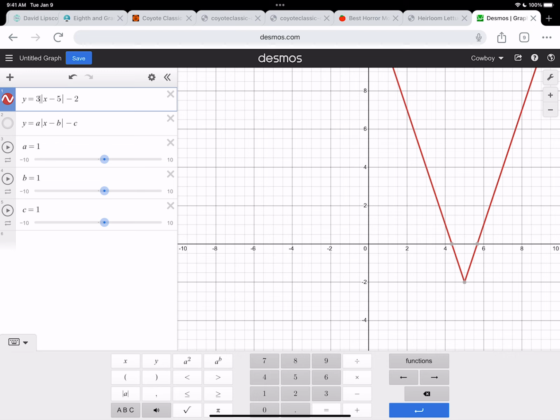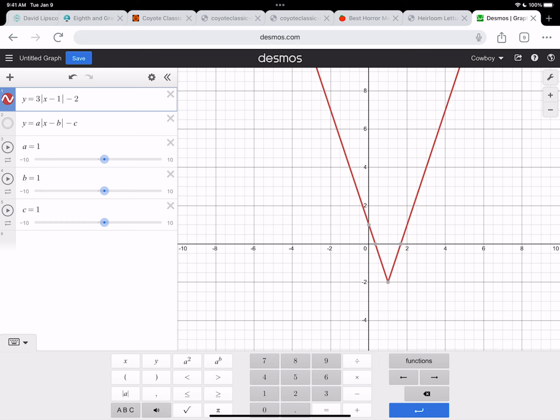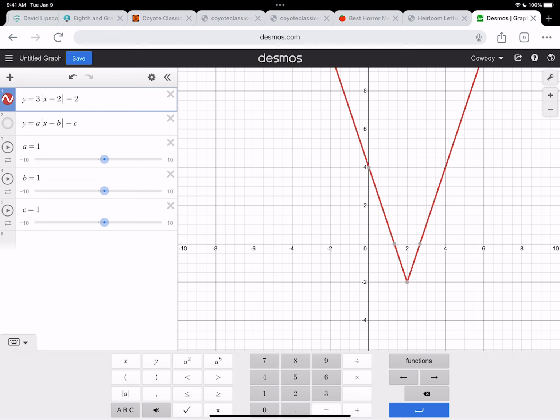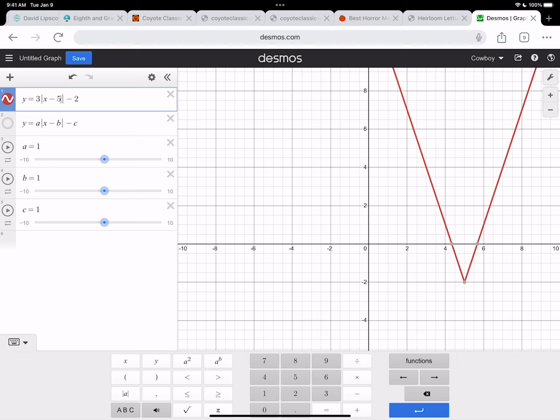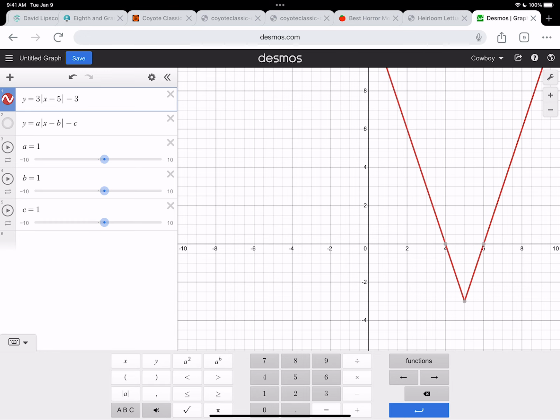Okay, so now let's go look at what the 5 does. Let's just change it around. Let's say the 5 is a 1. Okay, 2, 3, 4, 5. So the 5 moves it left and right. Now let's look at the 2. Well, if it's a 1, it's up. If it's 3, it's down. If it's 5, it's way down. So that last number just moves it up and down.